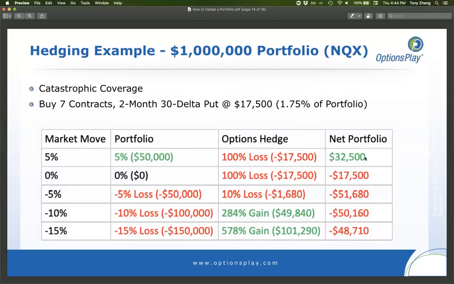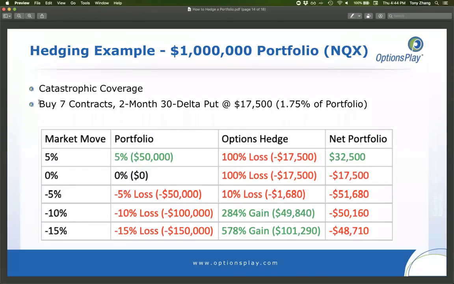So first, I'm going to talk about the catastrophic insurance. I have a hypothetical $1 million portfolio. In this particular case, I'm going to use NDX, which is a NASDAQ 100 index option, and we're going to look at buying catastrophic coverage on this portfolio, meaning we're trying to protect ourselves only against a big move against the market.